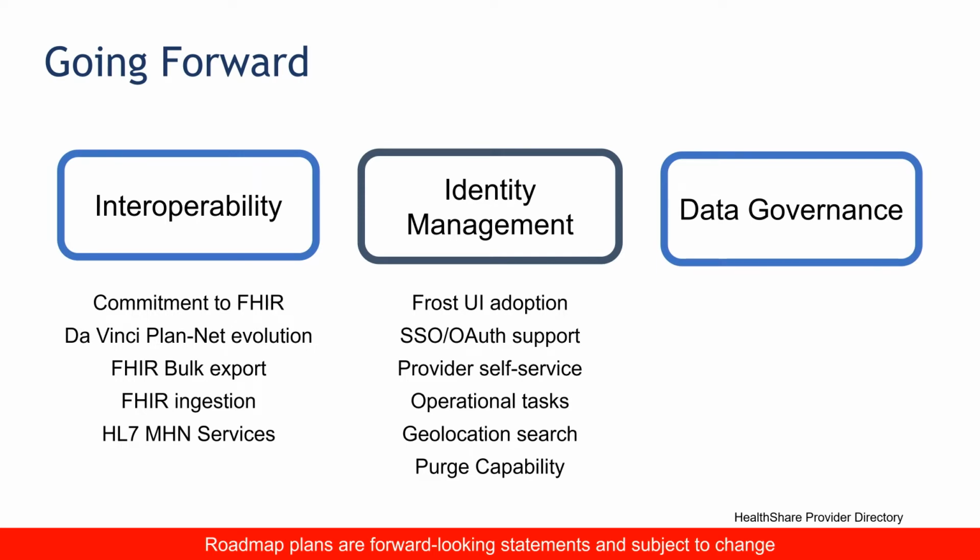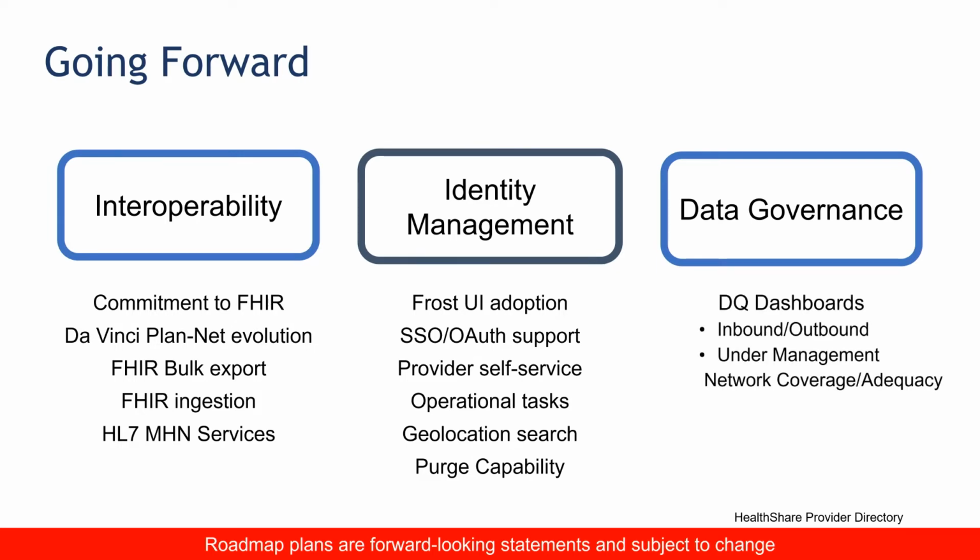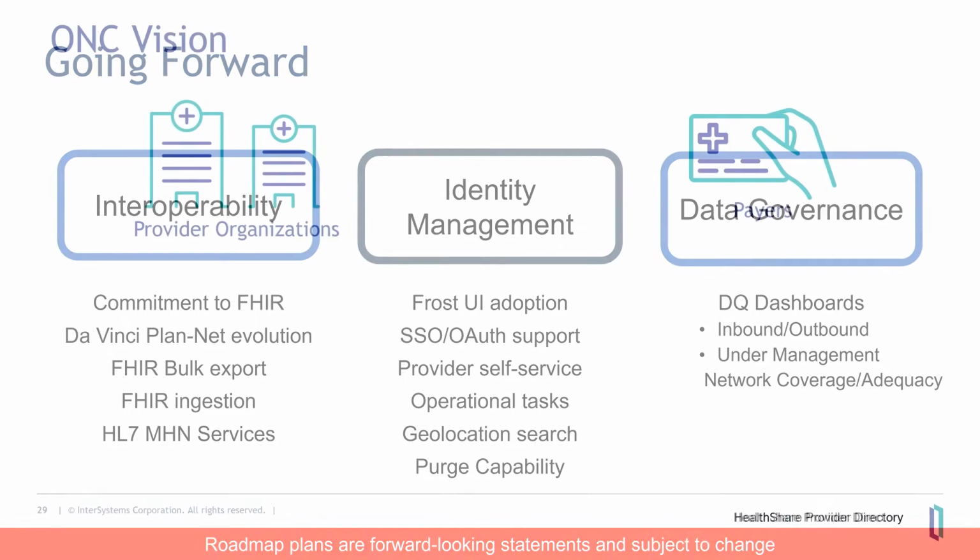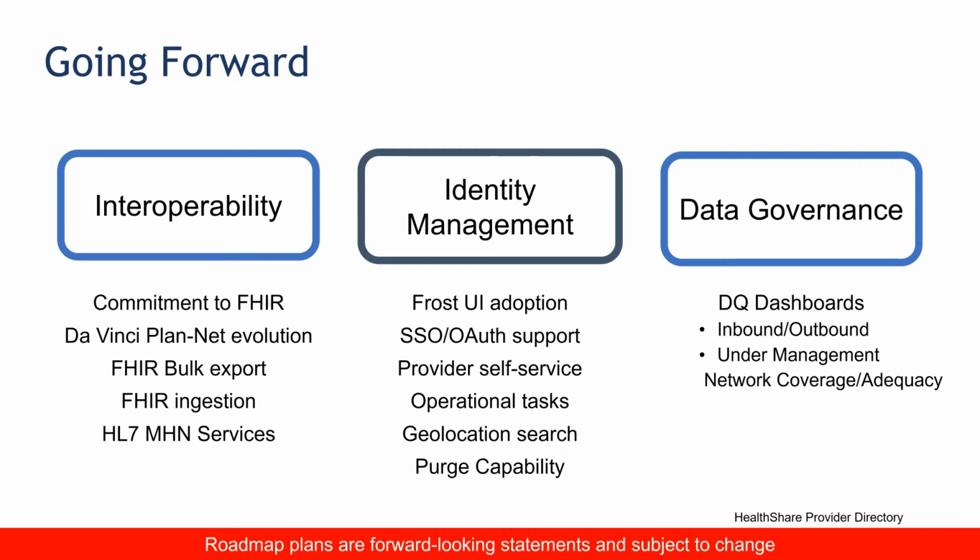We also plan to add geolocation search and the ability to purge history and datagrams from the Provider Directory to reduce its footprint. For data governance, we're going to be adding some data quality dashboards to manage the data in Provider Directory as far as what's inbound, what's been received, and also what you're currently managing, similar to what is done in Patient Index. Additionally, we also plan to add some reporting for network coverage and adequacy.